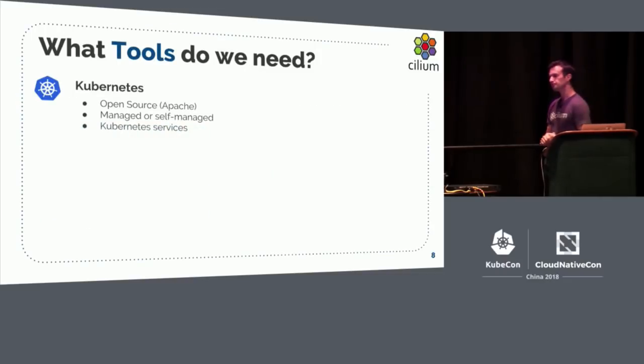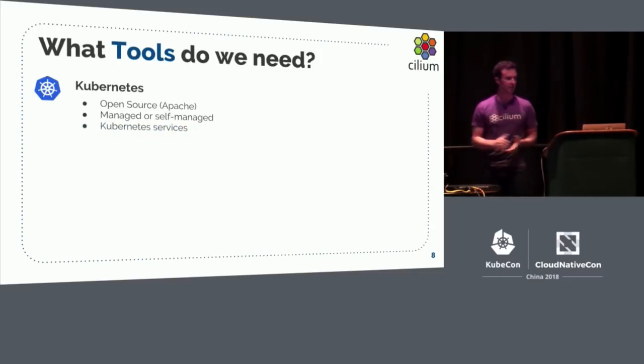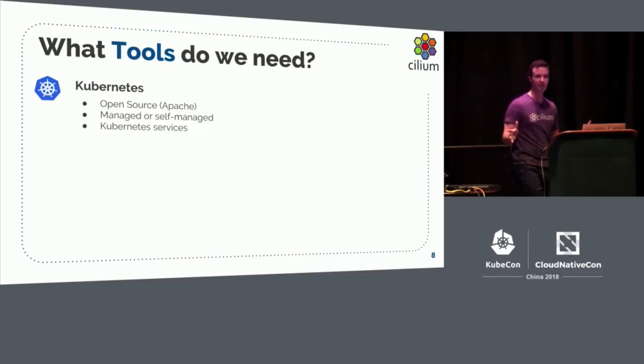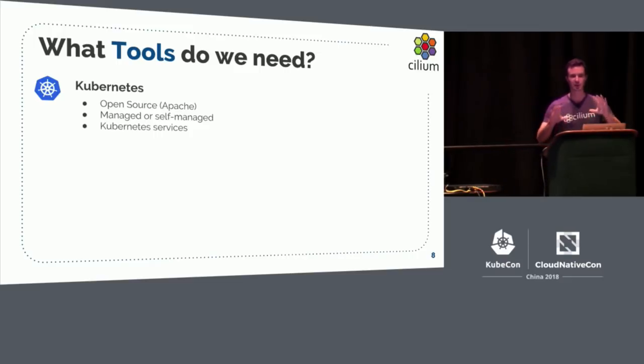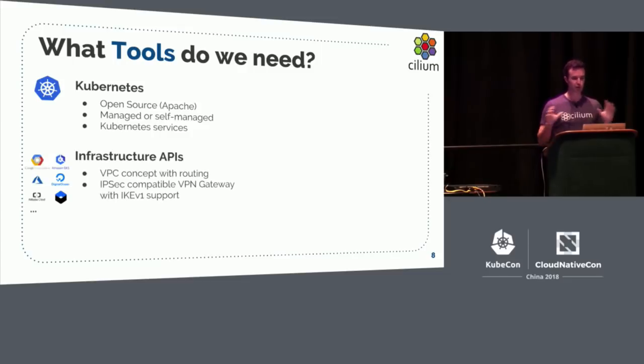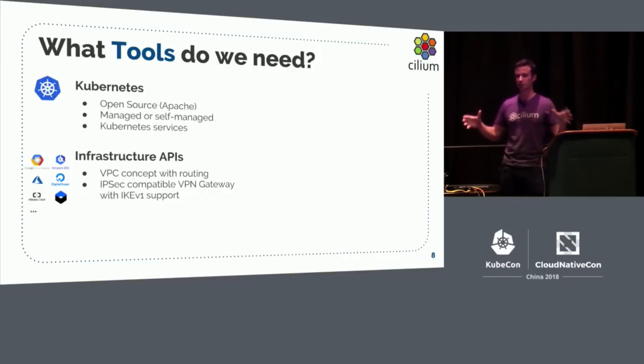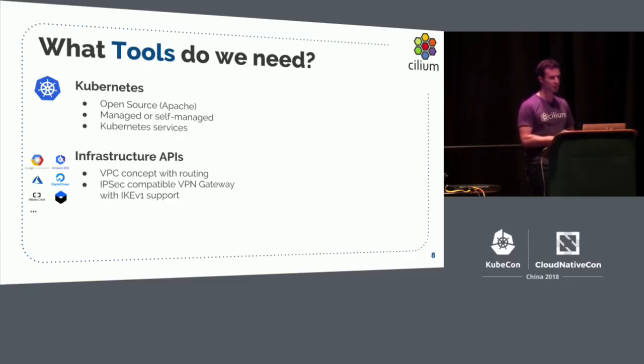What tools do we need? We need Kubernetes, of course. I think everybody is familiar, I hope, with Kubernetes. We'll repeat a little bit about the basics that we need. We will need infrastructure APIs, and I'm trying to be as generic as possible. We need some form of VPC with routing, virtual network concepts. All cloud providers support this. Your on-prem infrastructure supports this.